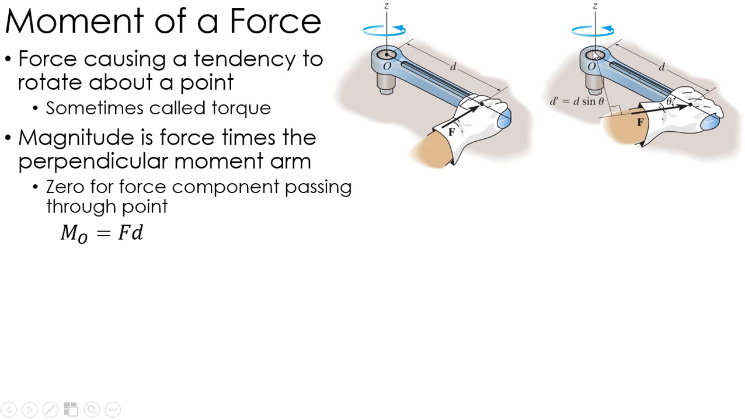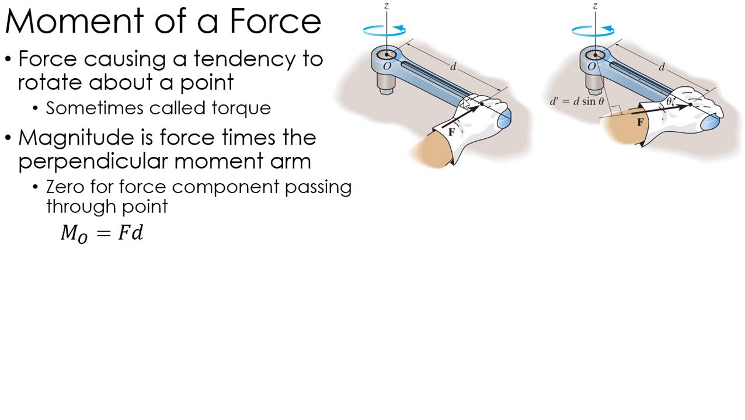Notice that this moment arm is smaller than the moment arm here, even though it's the same force, so I would create less moment here than I would here, right? The bigger the moment arm, the bigger the moment of the force. Likewise, the bigger the force, the bigger the moment's going to be.